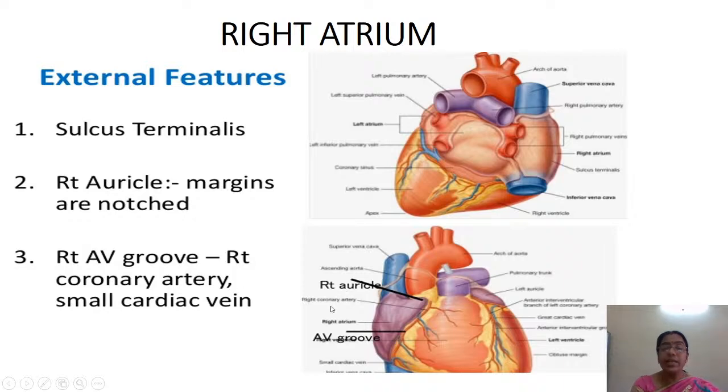So these are the external features of the right atrium that you can see when you are seeing the right atrium from outside, when you have not opened it and have seen this chamber only externally.